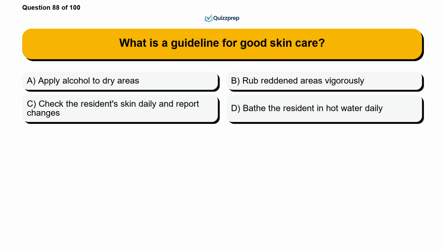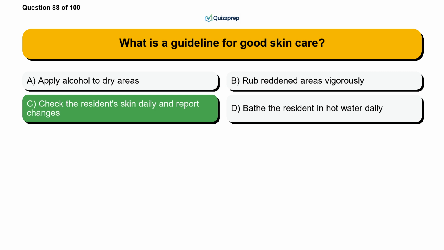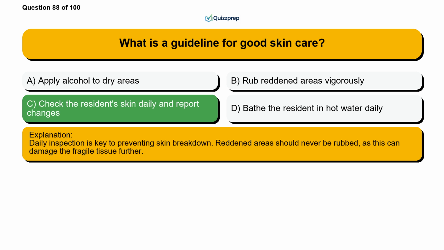Question 88. What is a guideline for good skin care? Option A, apply alcohol to dry areas. Option B, rub reddened areas vigorously. Option C, check the resident's skin daily and report changes. Option D, bathe the resident in hot water daily. The correct answer is option C, check the resident's skin daily and report changes. Daily inspection is key to preventing skin breakdown. Reddened areas should never be rubbed, as this can damage the fragile tissue further.